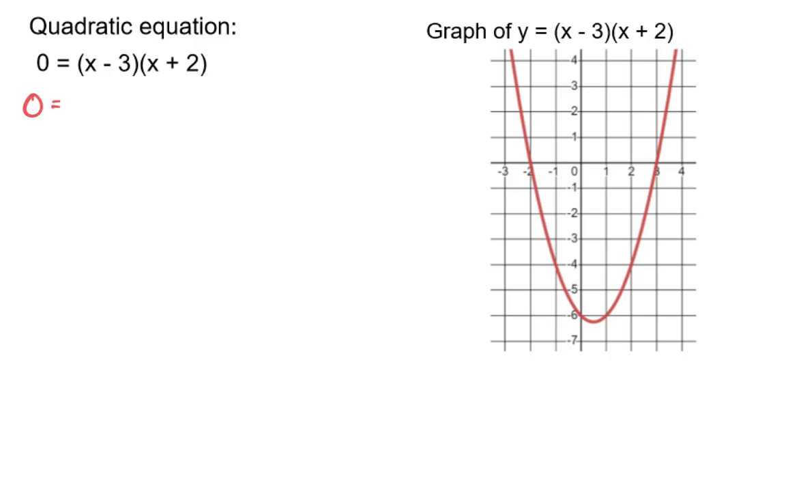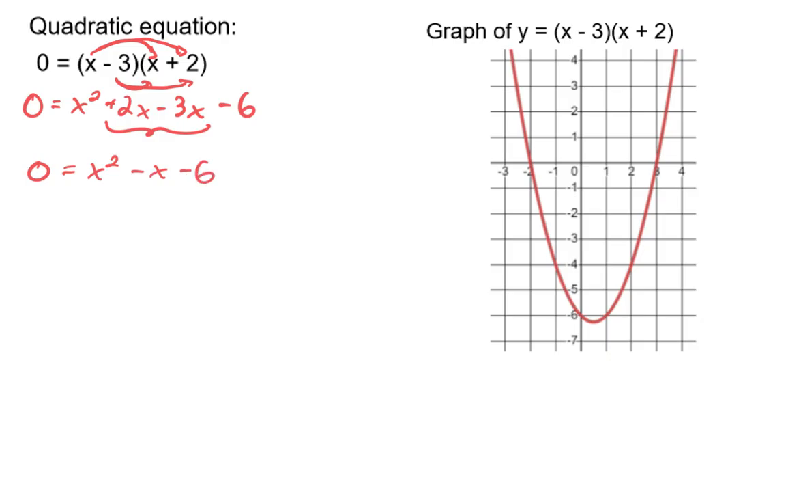I'm going to keep the 0 the same, but I'm going to do x times x to get x squared, x times 2 to get positive 2x, negative 3 times x to get negative 3x, and then negative 3 times 2 to get negative 6. And then I'm going to collect these like terms together. So this we recognize as a quadratic because we have an exponent of 2 here on the x. Okay, so this is a quadratic equation.